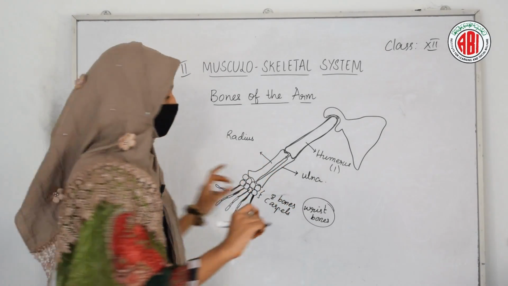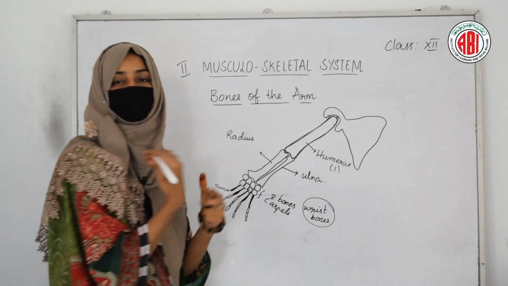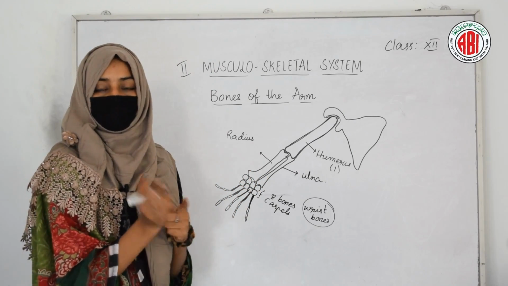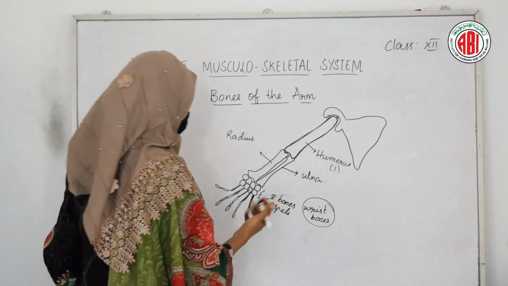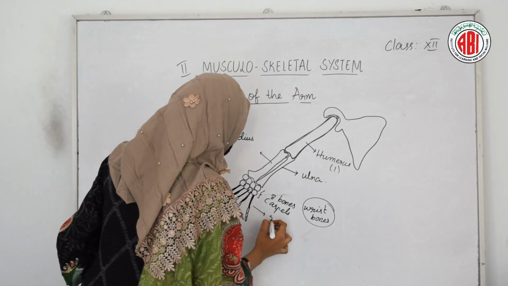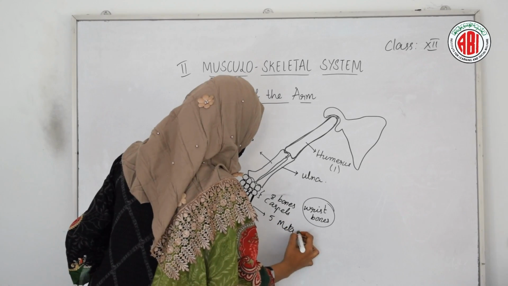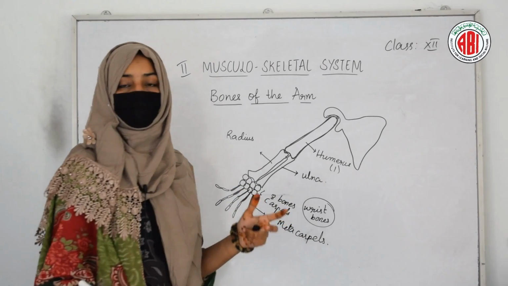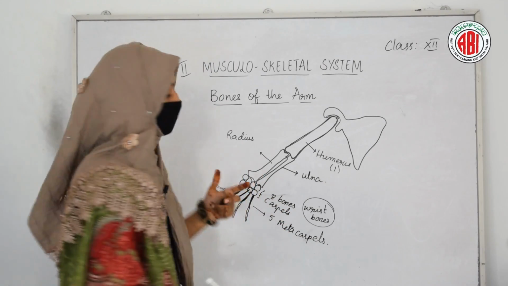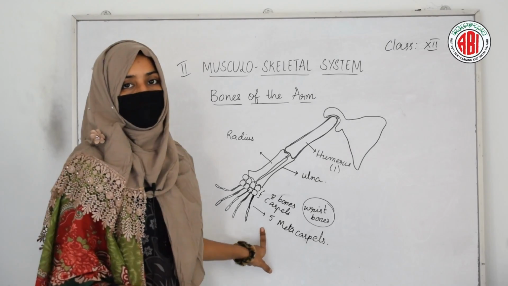Now the next one is the bones which are present in our palm, in this region. These bones are called palm bones and they are 5 in number. So 5 metacarpals are present. We call these bones metacarpals. Palm bones are named as metacarpals and they are always 5 in number.